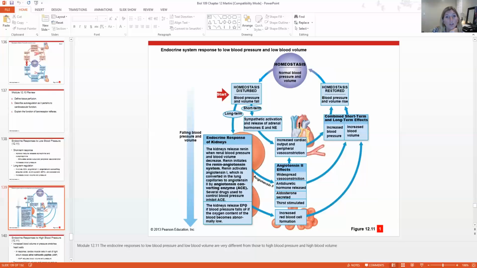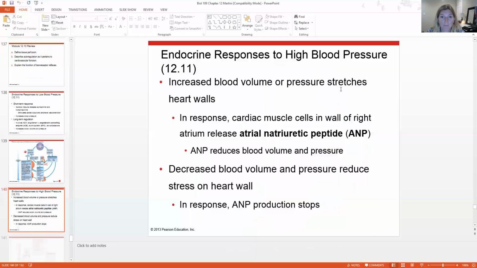Along with renin, the kidneys are also going to secrete EPO. EPO tells your bone marrow to make more blood cells. More blood cells are going to increase your blood volume. So all of these things increase our blood volume, ultimately increasing blood pressure to get us back to homeostasis.